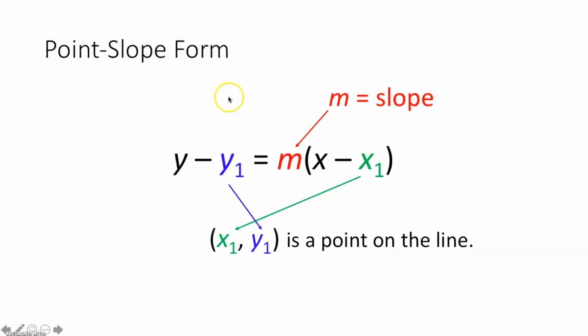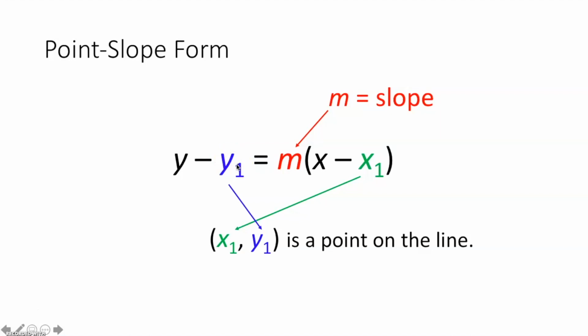Now, point-slope form is y minus y sub 1 is equal to m times the quantity x minus x sub 1. And in this, x is your independent variable, y is your dependent variable. Those are going to stay x and y. You're going to plug in numbers for y sub 1, m, and x sub 1. Now, m is still your slope. In each of the forms that we talk about in this chapter, m is going to represent your slope, your rise over run. Your x sub 1 and your y sub 1 represent a point on the given line.